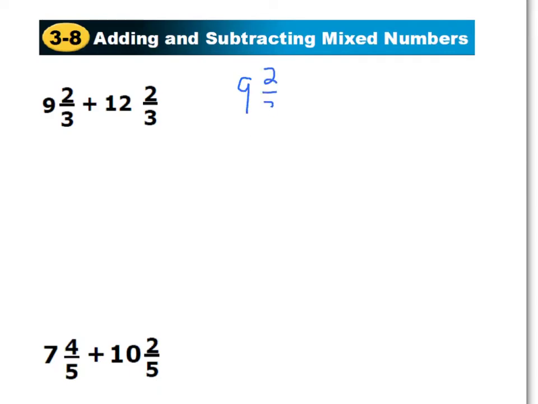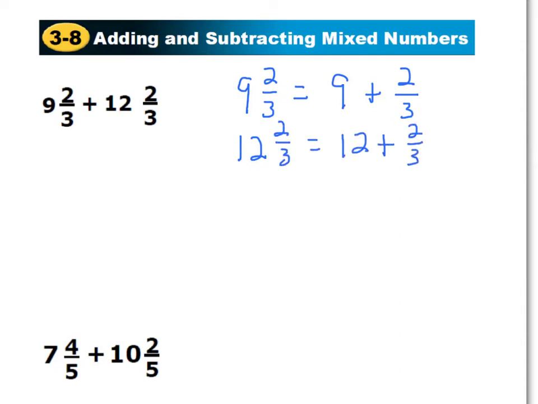So I'm going to make sure you understand that 9 2/3 is 9 and 2/3. That's the meaning of 9 2/3. If that wasn't obvious to you, make sure you realize that. And 12 2/3 is equal to 12 and 2/3.